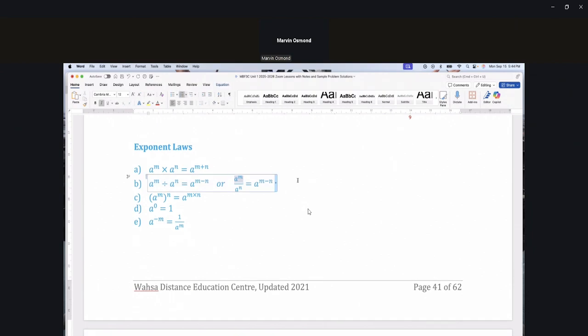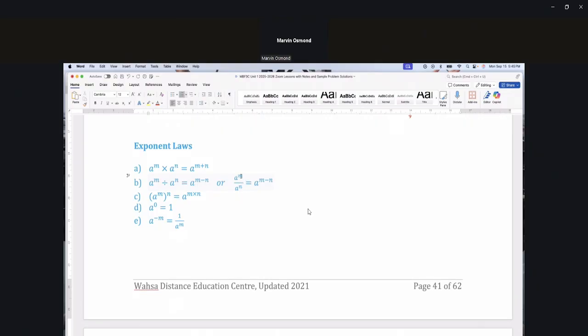So we're going to say a to the power m over a to the power n, so like a fraction. This means we are dividing a to the power m by a to the power n, which equals a to the power m minus n. And m and n can be any integer, and a can be any integer as well.